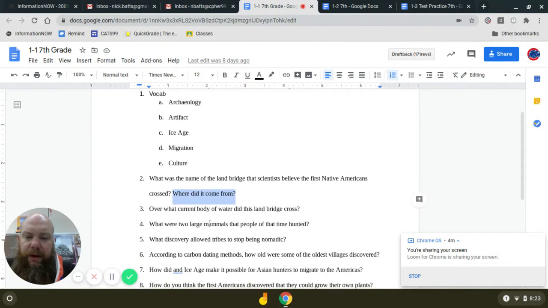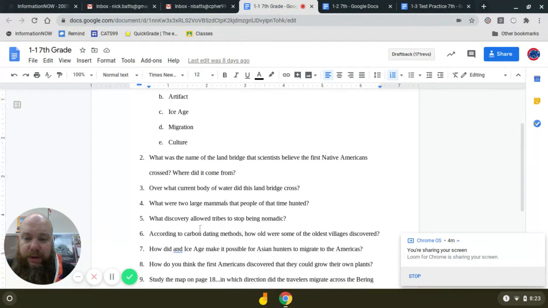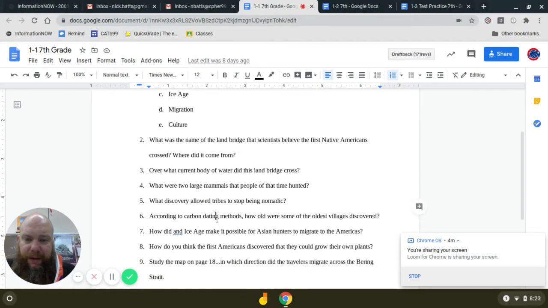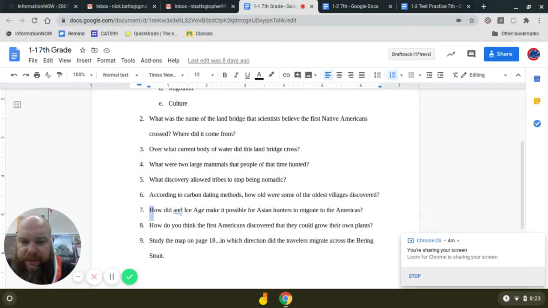Large mammals, of course. We talked about that. Woolly mammoth, mastodon. You just have to name any two. Farming allowed people to stop being nomadic. Okay, this is not a very good question, number 7, to begin with. But the bottom 2, like I said, 8 is an opinion. That would be an essay, and we're not having essays on this test.